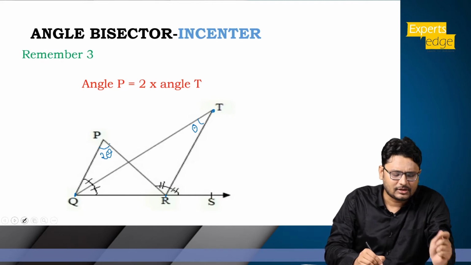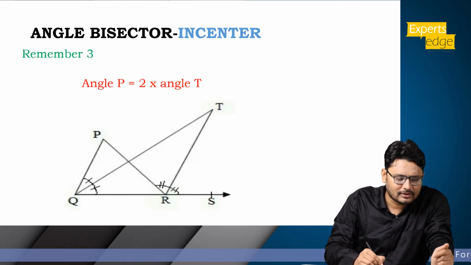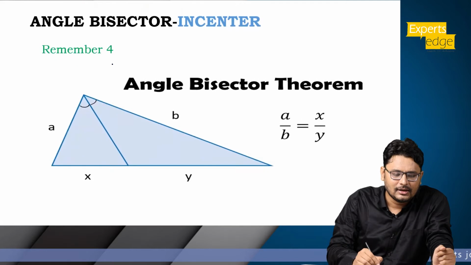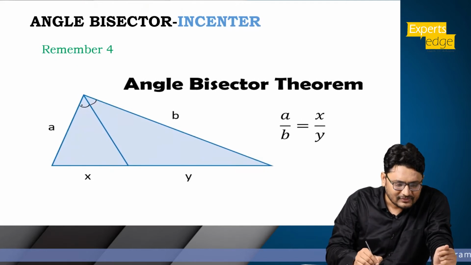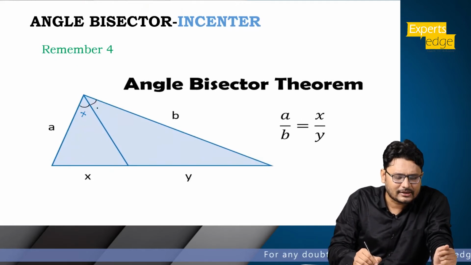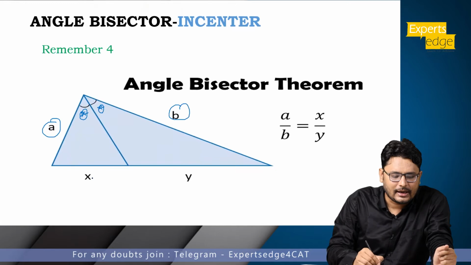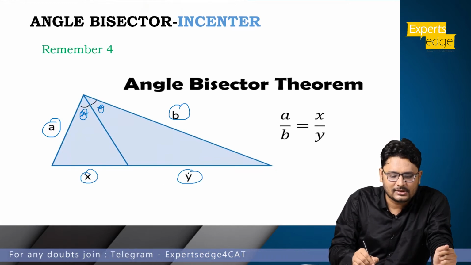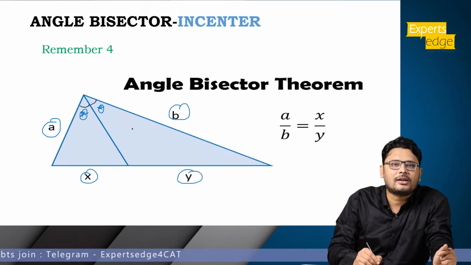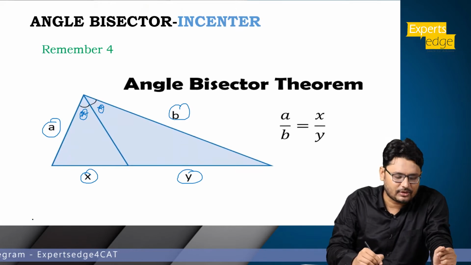So this was a third formula. Next is what is related with the angle bisector theorem, very important. If these are the two sides, A and B, and this is the angle bisector with theta and theta, then A by B is equal to X by Y. So please remember this. जो भी A by B का ratio होगा वही X और Y का ratio होगा.